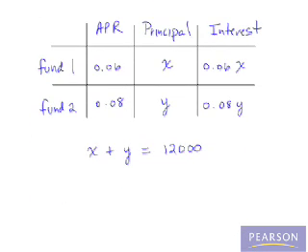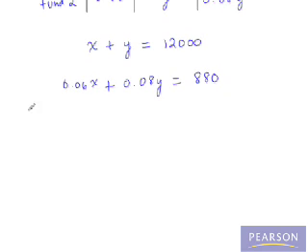Therefore, the total amount of interest in each fund, the sum of those two added up, must equal $880. So 0.06x plus 0.08y must equal $880. So here's the system of equations that we need to solve. And we will use the substitution method.